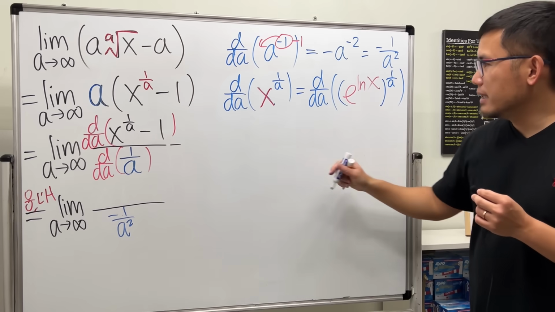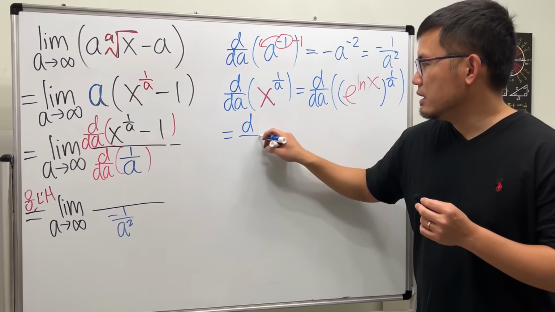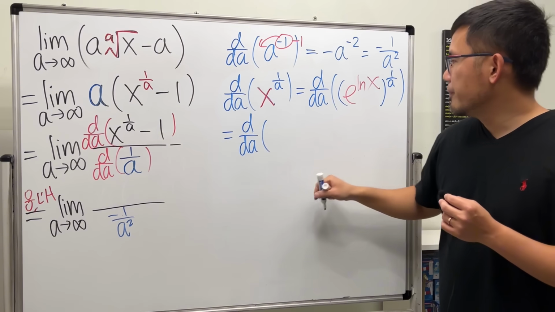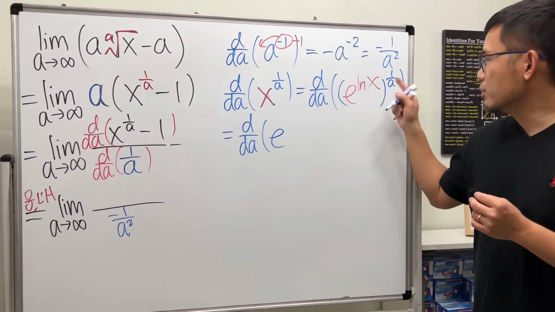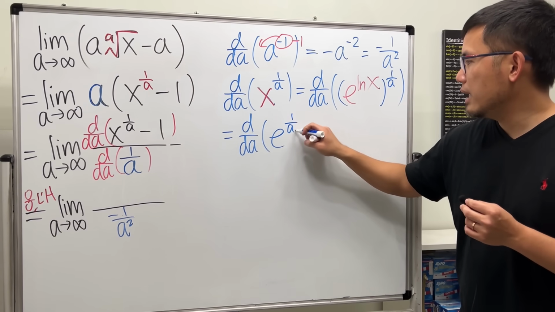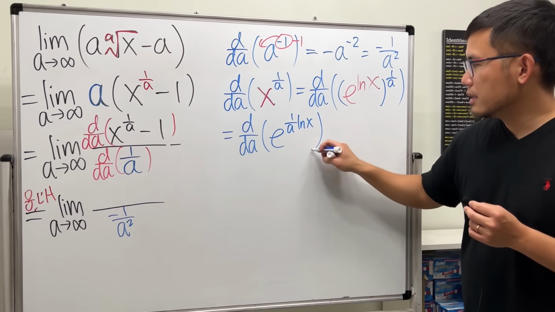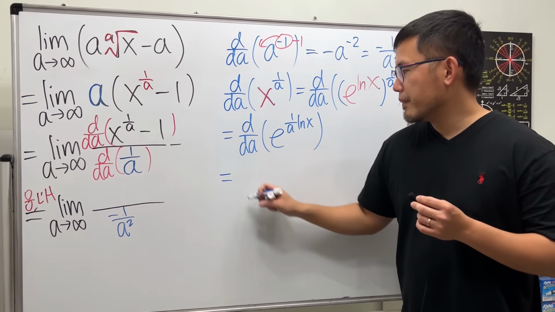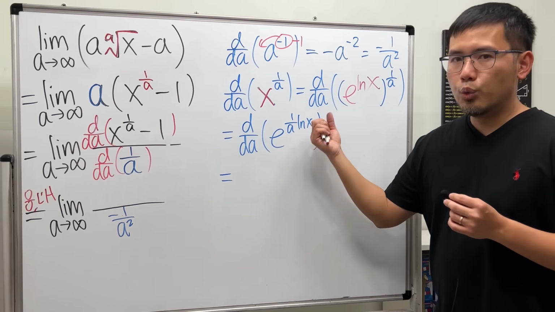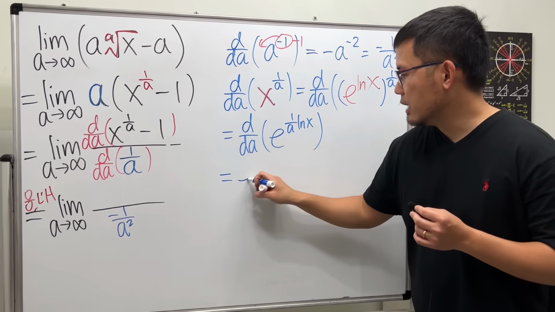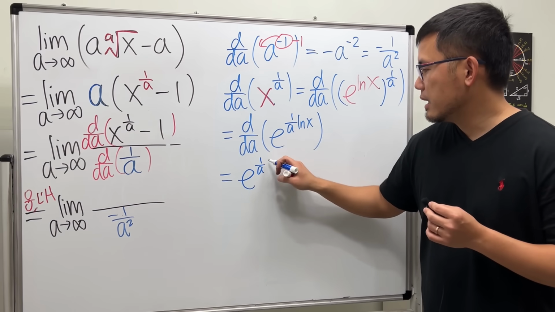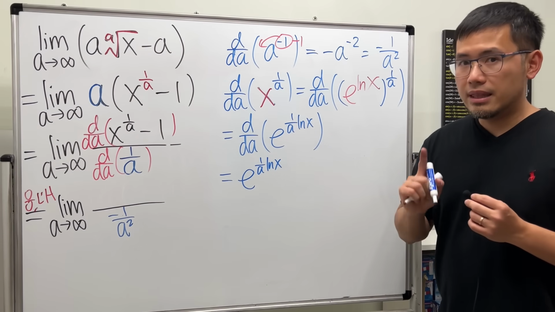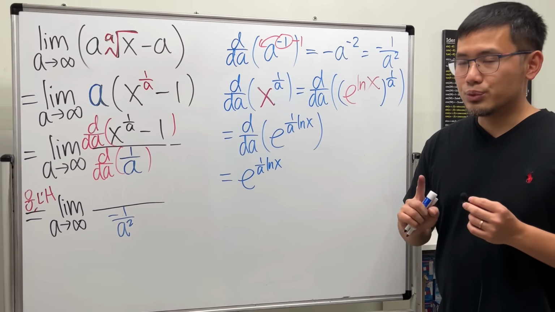Alright, now we can multiply the exponents. This right here is d/da of e, and then we just multiply them, so we have 1 over a times ln x. Now, how do we take the derivative of this? Derivative of e to the whatever always repeats, right? So just put that down right away. E to the 1 over a times ln x. And then use the chain rule.